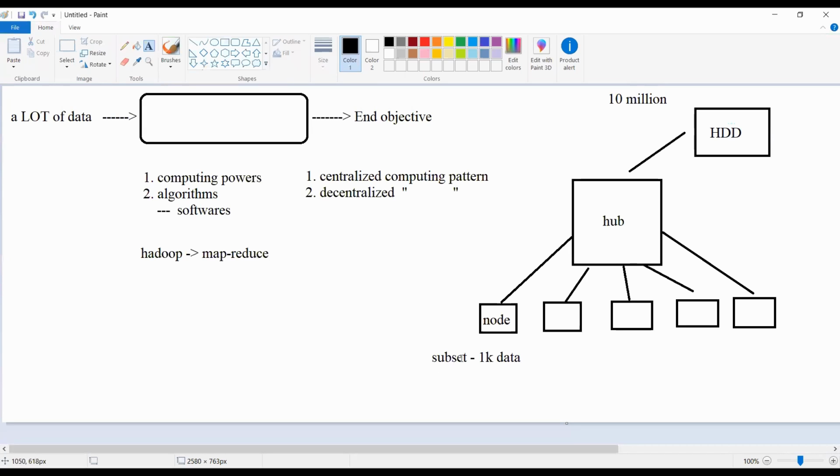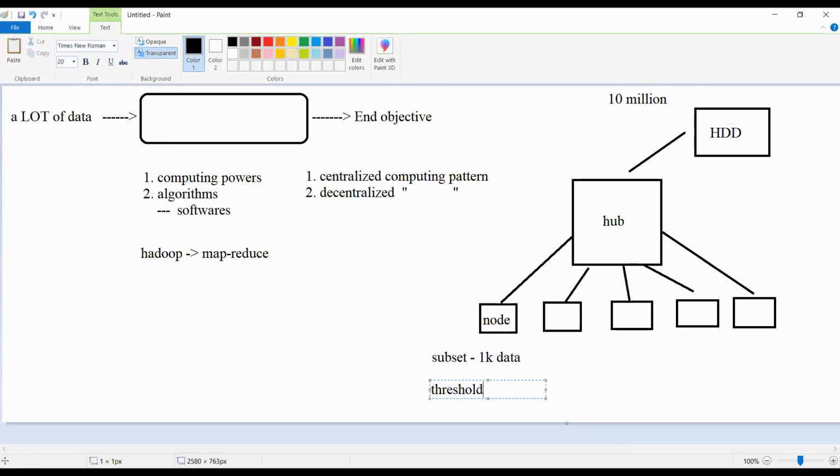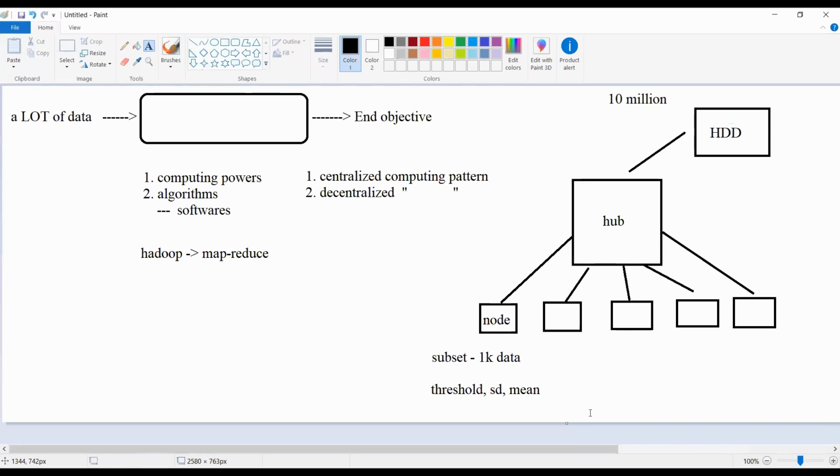So we are talking about this subset, and we are operating on it to get an idea whether or not our algorithm will be working properly. There are several parameters that we have to set, like the thresholds. So what thresholds should you keep, what standard deviations will be coming out of your computation, and for example, means and all these things. Depending upon all this, you have to choose your subset.